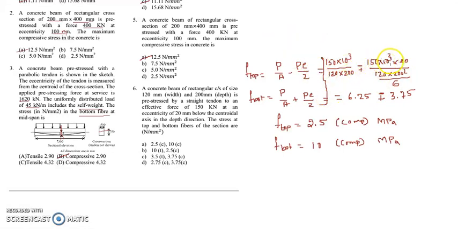So again, BD cube, it is P into E divided by Z, and Z is nothing but BD square by 6. So the first term comes as 6.25, the second term comes as 3.75. Therefore, subtracting this one from here, F top I get 2.5 compression. Look at this, because I have taken compression as positive, the answer is coming as positive, so therefore it is compression 2.5 Newton per mm square, and at the bottom it is 10 megapascal in compression.